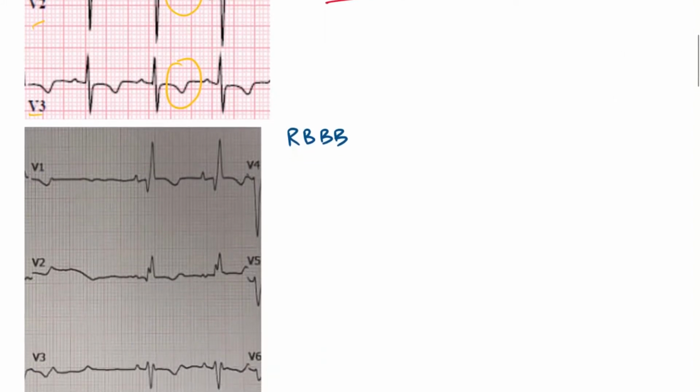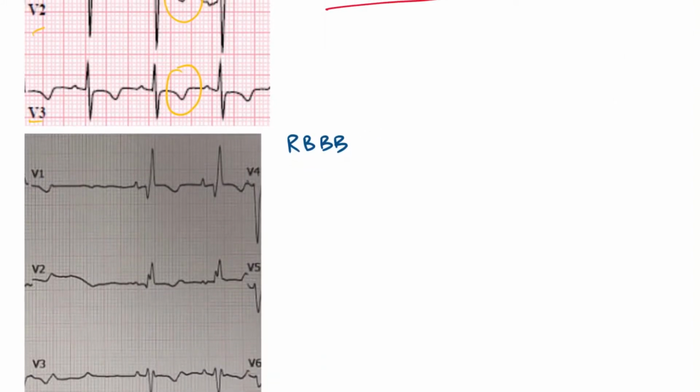The next one is a right bundle branch block morphology. What you can see over here is an RSR prime pattern. Usually what this does is it causes T-wave inversions which can extend from V1 to V3, and these are known as secondary repolarization abnormalities.